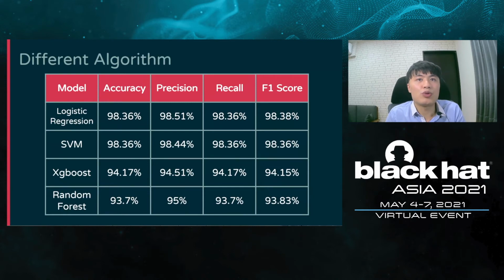Here are the experiment results for different algorithms. The results of logistic regression and SVM are both great, and we choose logistic regression in our framework because the computing cost is less. The performance of XGBoost and random forest is not as good as the other 2 algorithms.